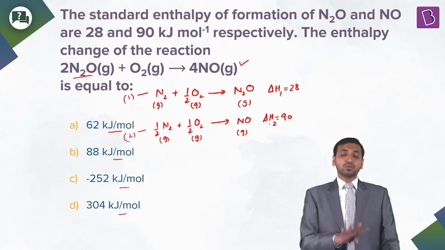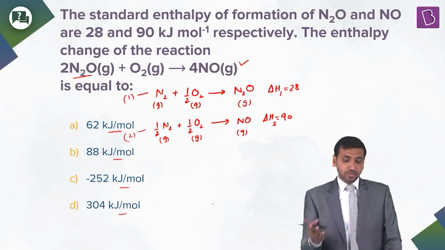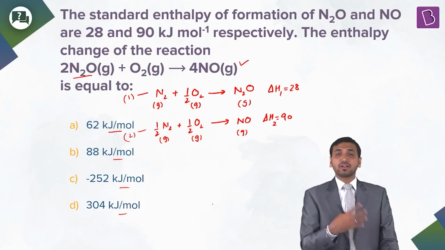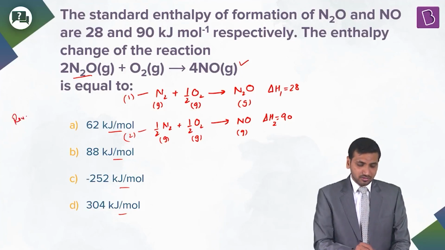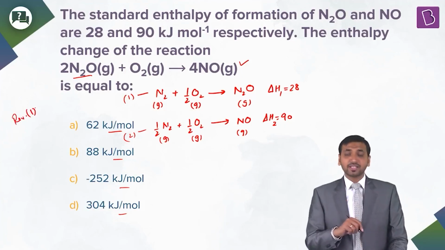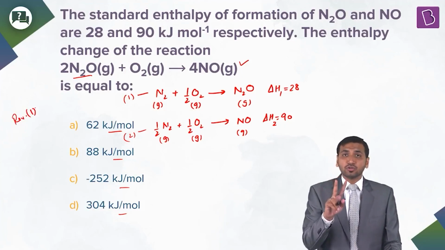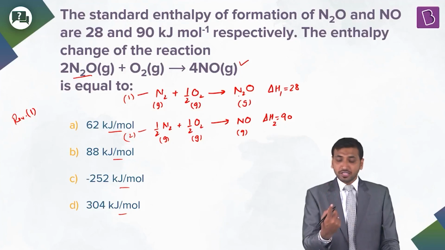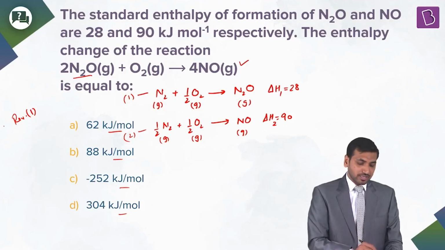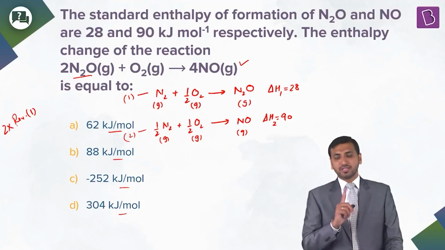In reaction 1, N2O is on the product side, but you want it on the reactant side. What you have to do? You have to reverse reaction 1. One more thing: you want 2 N2O molecules, but in reaction 1 you have only 1 N2O molecule. So of course, you have to multiply that by 2, right?